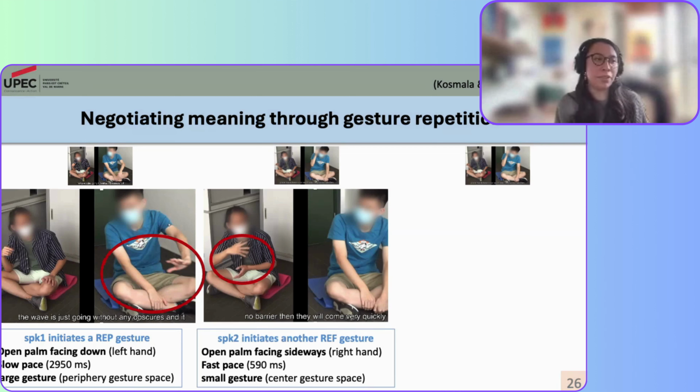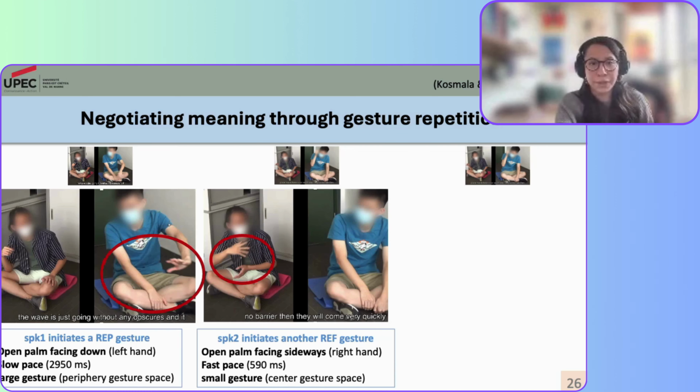And then what happens is that speaker two kind of picks up on that and says, yeah, no barrier, then it will come very quickly. And so he initiates another referential gesture, but this time a much smaller one in the center of this gesture space and faster. And it goes again with the idea of they will come not just without any obscures, according to speaker one, but also very quickly.